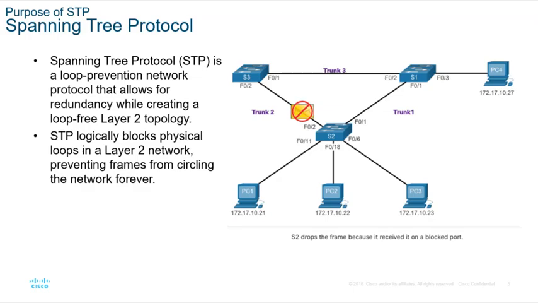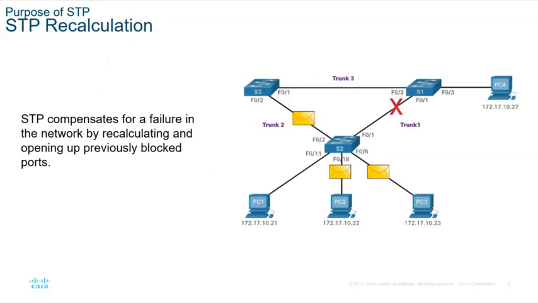So here is our network. Spanning tree protocol is a loop prevention network protocol that allows redundancy while creating a loop-free layer 2 topology. So it has to make sure that loops are prevented and not allowed on the network.